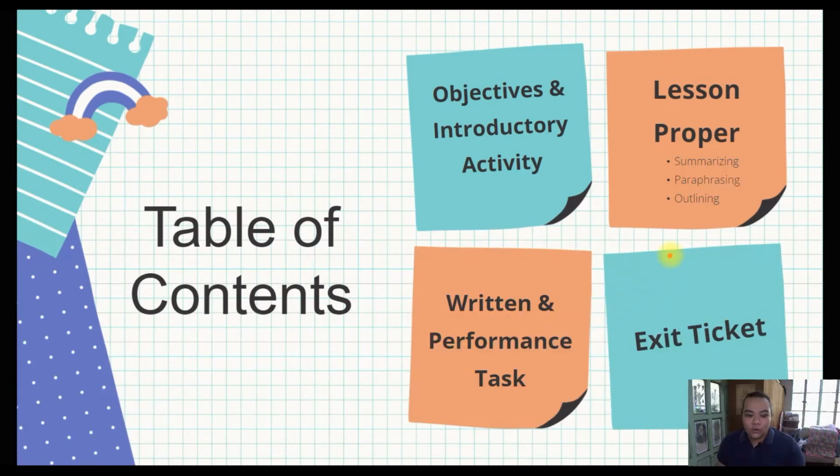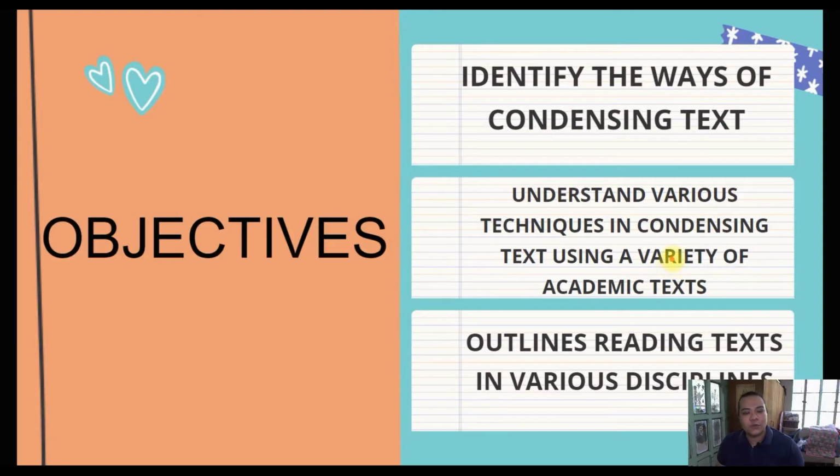Here we go. So first of all, of course, we have the objectives. The objectives of our lesson for today is, of course, identify the ways of condensing text. Like I said, I won't let you do something without us first identifying that process first.